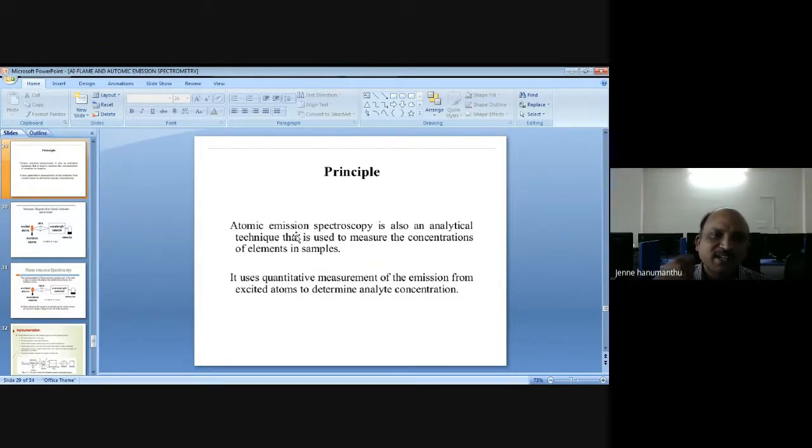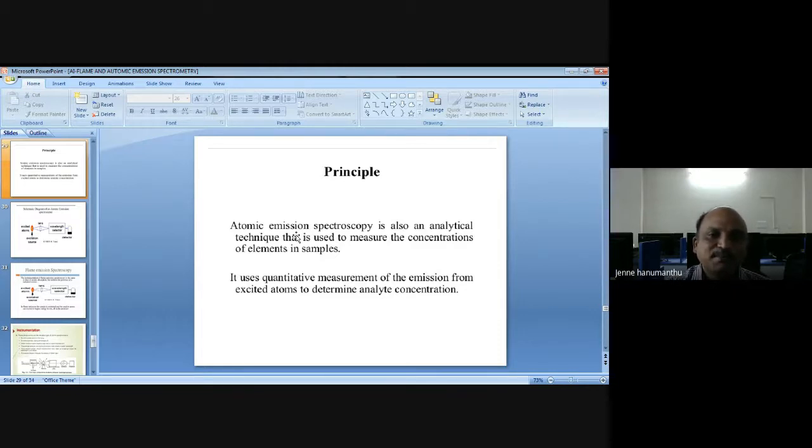Once they are releasing the photons, those photons are simply measured with the help of detectors. So based on those intensities, we can measure how much quantity of elements is present in the sample, how much concentration is present in the sample. So this technique is nothing but emission based. In the absorption, we are applying some light, but here we are not applying any light as input.